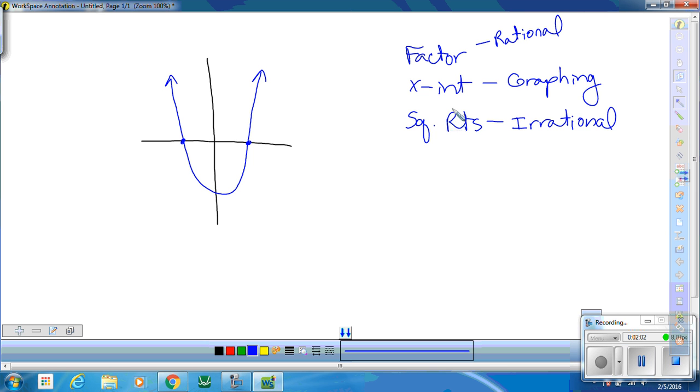So what if I can't factor? What if I can't solve by square roots? And what if I don't have my graphing calculator with me? We do still have options. And in fact, it's called the quadratic formula.